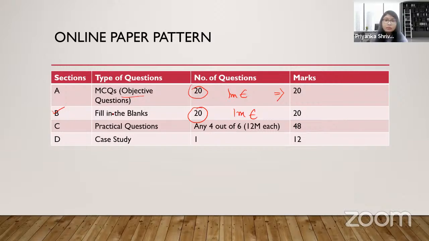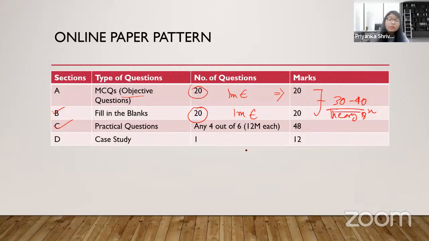Coming to section C, which is the practical questions, and again section B is completely theory questions. You will get only theory questions. Most of the questions will be theory questions in the section B part also. So you can see around 30 to 40 marks is coming as theory questions.